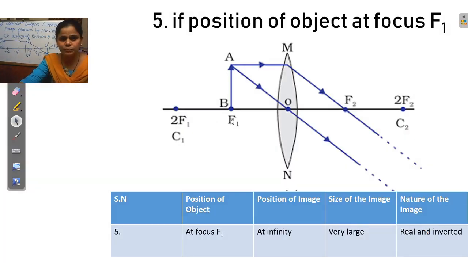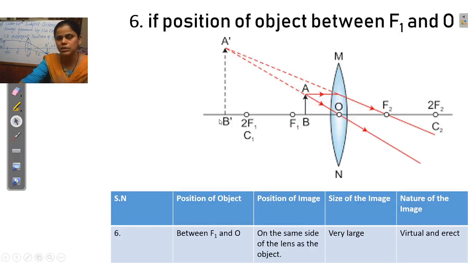Got it? Then the sixth condition: the position of the object is between f1 and O. This is O and f1. The object is AB. Just draw the line parallel to the principal axis, then after refraction it passes through the focus. Second rule, the incident ray that passes through O, the optical center, doesn't change its path or its direction.